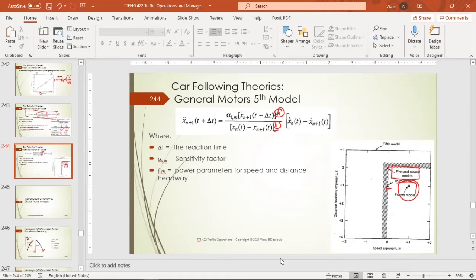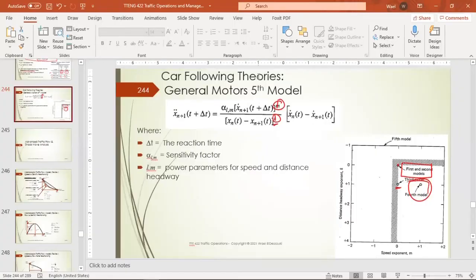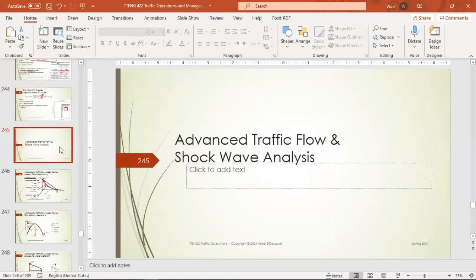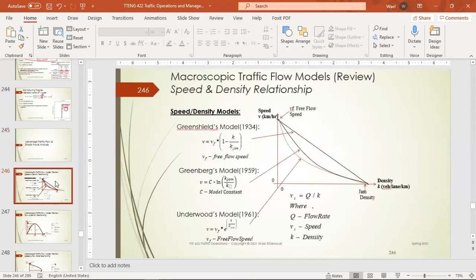Okay, we're going to take a break for 5 minutes, but before we go to break, hold on for a second. Okay, so far we have discussed the car following model. These are macroscopic properties for the traffic flow. Then we go into the flow or traffic flow models macroscopically.